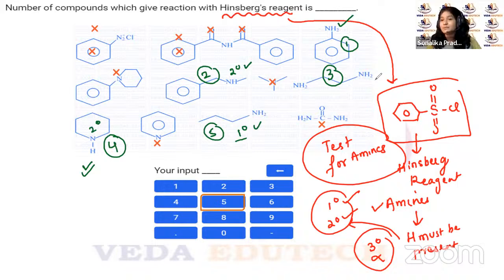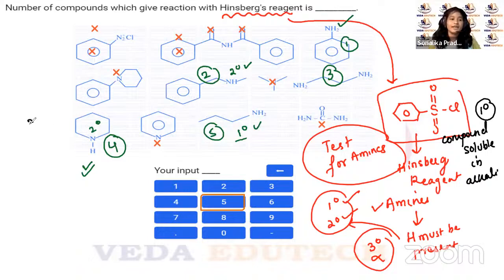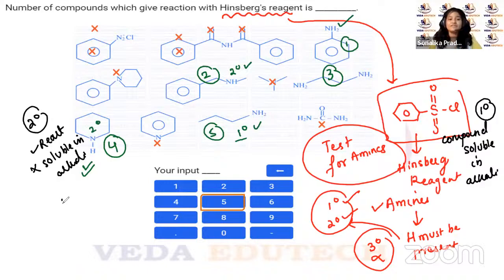And you should remember, children, Hinsberg is an important reagent for us. When it reacts with primary amines, it gives us a compound which is soluble in alkali. This is for 1 degree. In case of 2 degree, it is going to react, but the product is not soluble in alkali. Then we have the 3 degree one which does not react. No reaction.